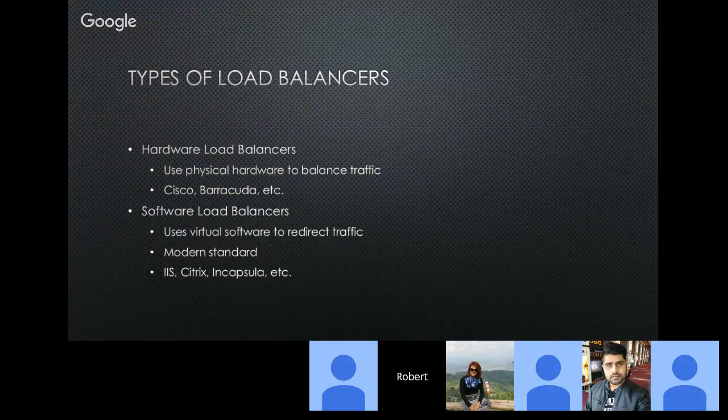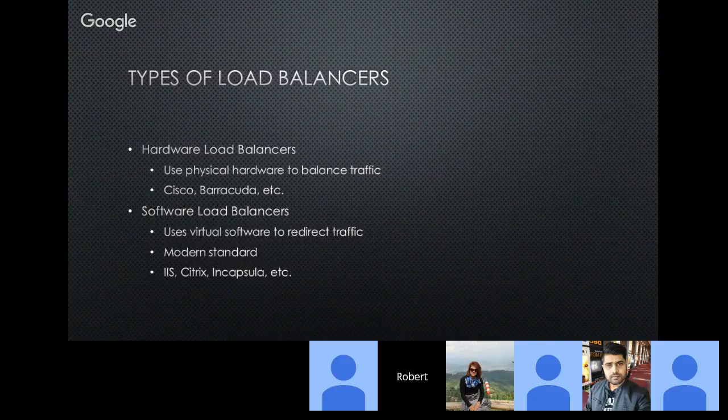There are a couple of types of load balancers. You have hardware load balancers, which are a little bit of an older standard as we're moving towards software load balancers now. A hardware load balancer uses physical hardware to balance traffic. On your network, there would actually be a physical machine, kind of like a switch, which would be redirecting traffic from the internet to the nodes on the cluster based on some kind of algorithm. Companies like Cisco and Barracuda provide these hardware load balancers.